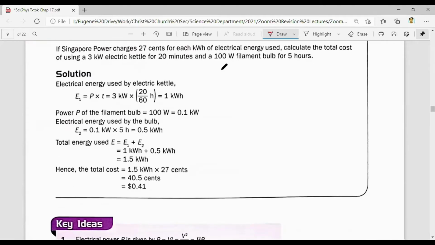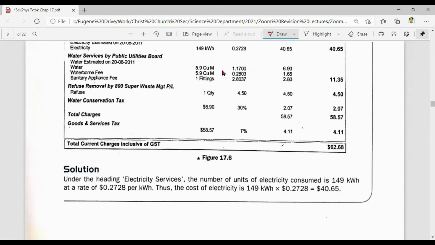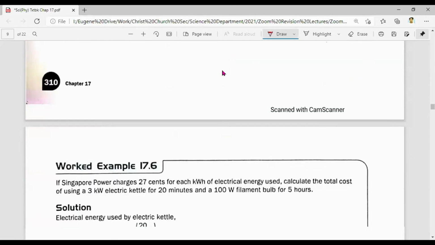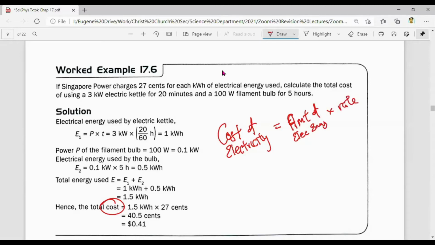Now, I'd like to highlight one point over here. In your exam questions, other than calculating electrical energy in kilowatt hour, sometimes they ask you to find the cost of electricity. To find the cost of electricity, you need to take the amount of electrical energy used and multiply by the rate. Now, what is the rate? If you look at this here, 27 cents, this is the rate.